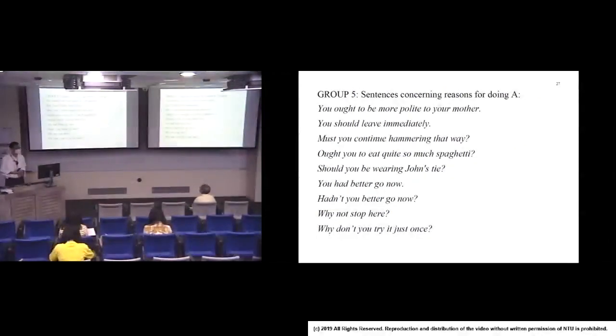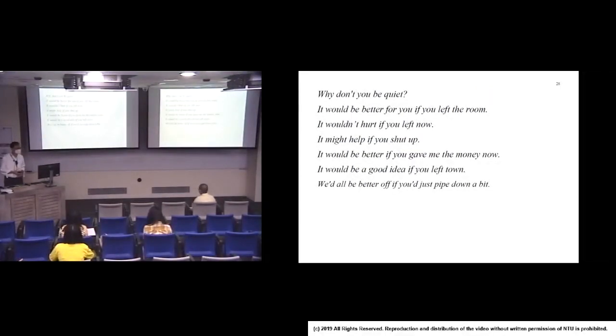And then group five is sentences concerning reasons for doing the action. So you're kind of giving an explanation for why you're doing it. "You ought to be more polite to your mother." "You should leave immediately." "Must you continue hammering that way?" These are all what we call deontic modality. "Ought you to eat quite so much spaghetti?" "Should you be wearing John's tie?" "You had better go now." "Hadn't you better go now?" "Why not stop here?" "Why don't you try it just once?" All of these are kind of asking reasons why the person doesn't do it or does do it.